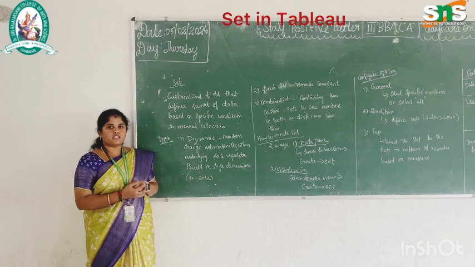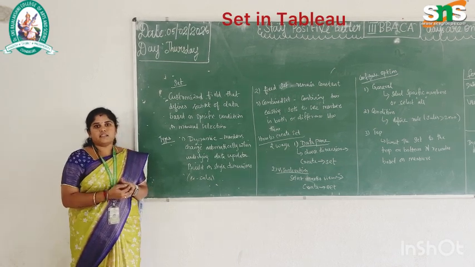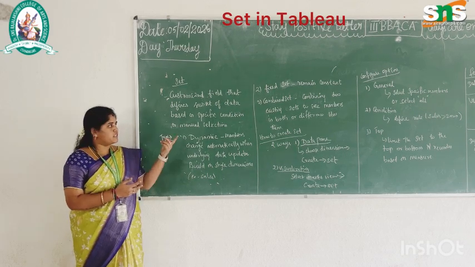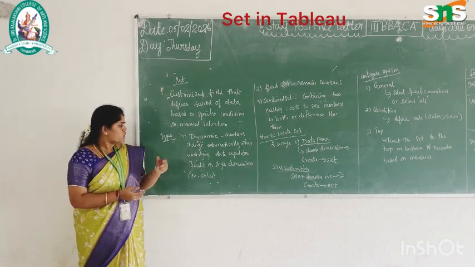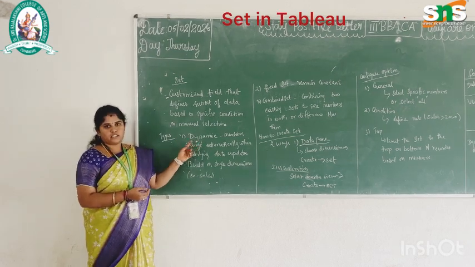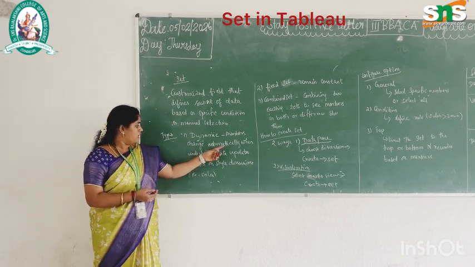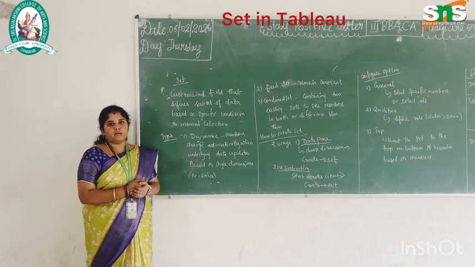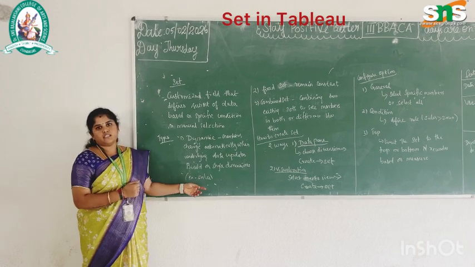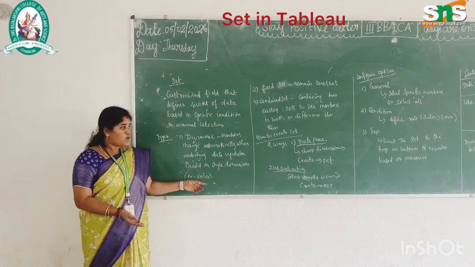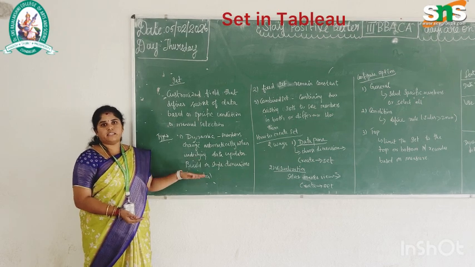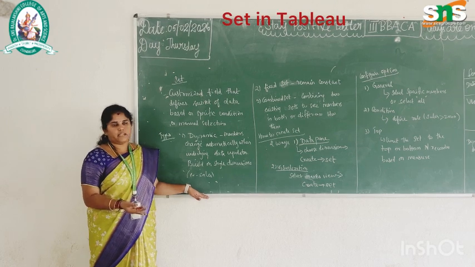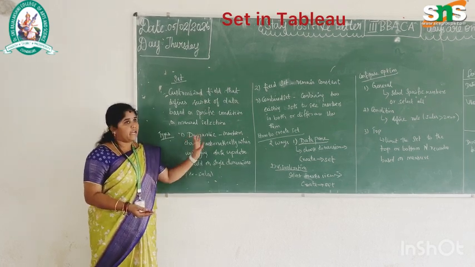Next we are going to discuss the types under the set. There are three types: the dynamic set, the fixed set, and the combined set. First, the dynamic set. Its members change automatically when the underlying data updates. It is built only on a single dimension. For example, the sales value may change over time, so we are not setting a fixed condition, because the sales may increase automatically. That is an example of dynamic set creation.